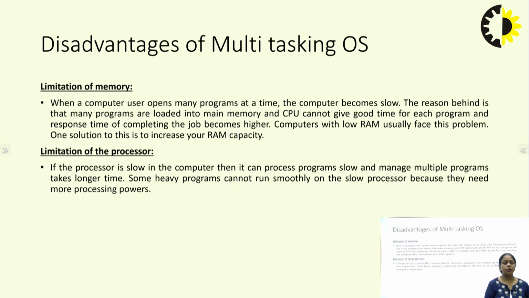Next one is limitation of processor. If the processor is slow in the computer, then it can process programs slowly. Fine. So if the processor is slow or if the memory is less in our system, then multitasking will not give good results.